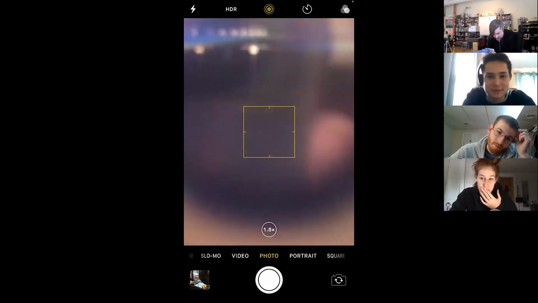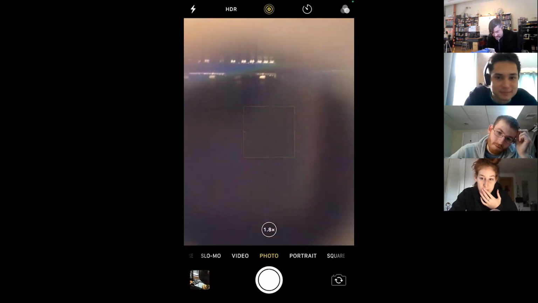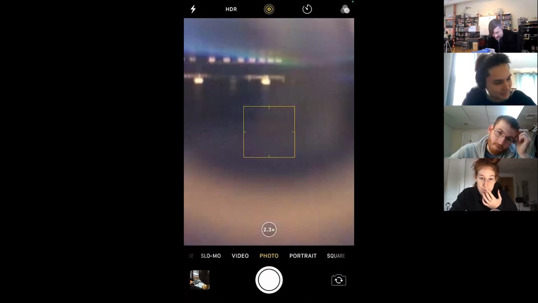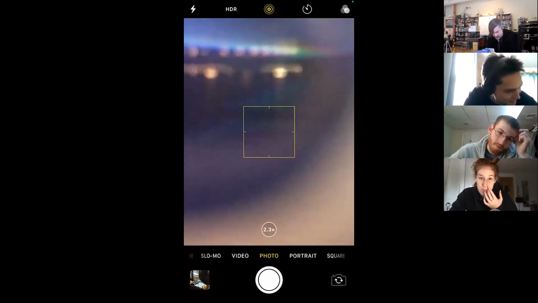You have to be a Zaphod Beeblebrox. I really need to be Zaphod Beeblebrox right now. That is correct. But that doesn't look too bad.